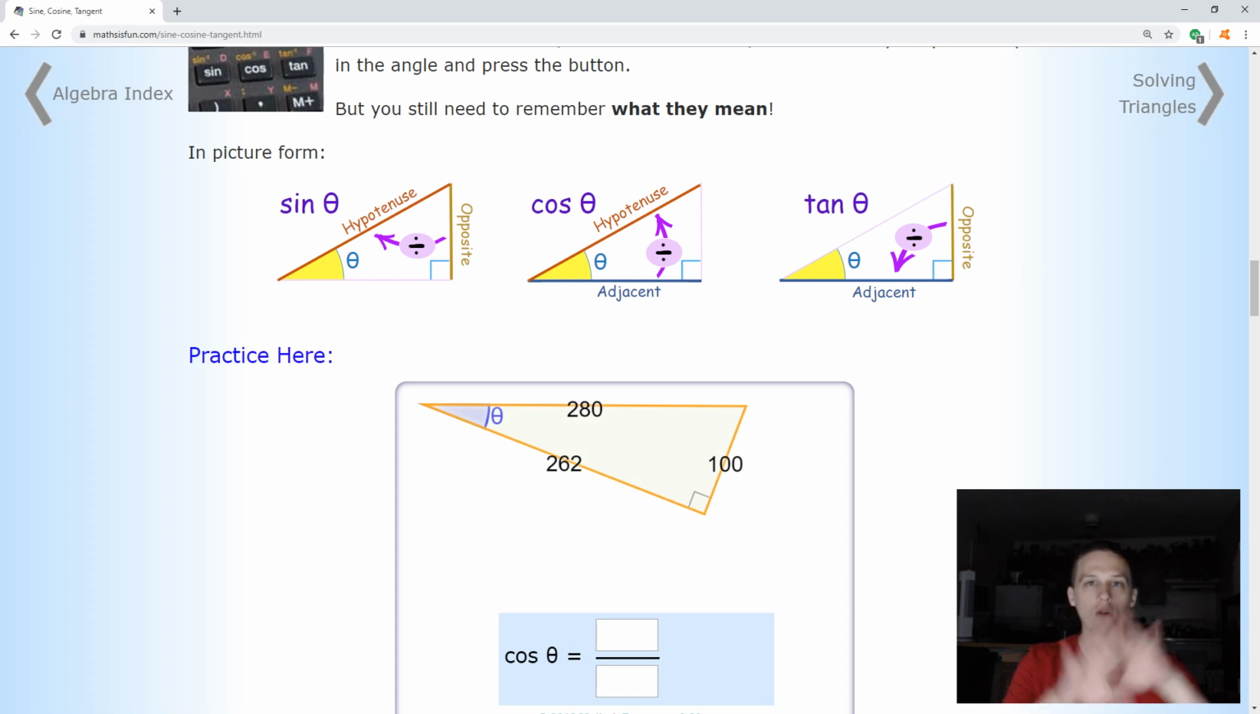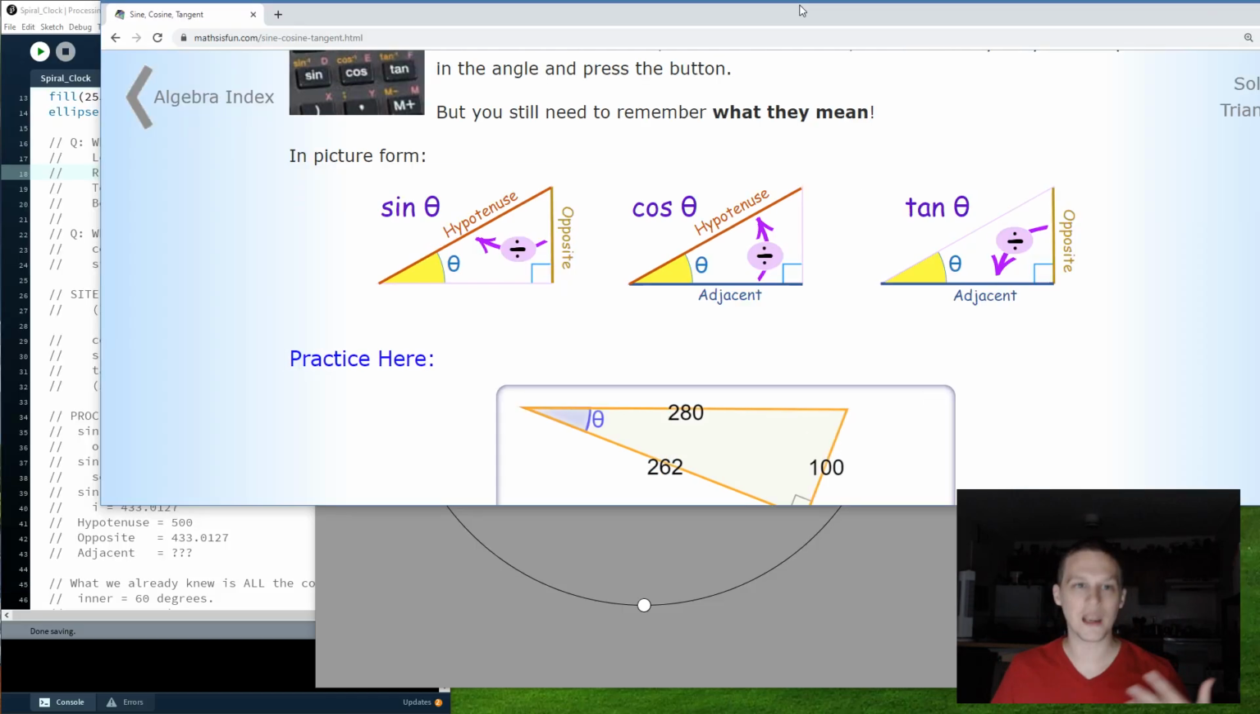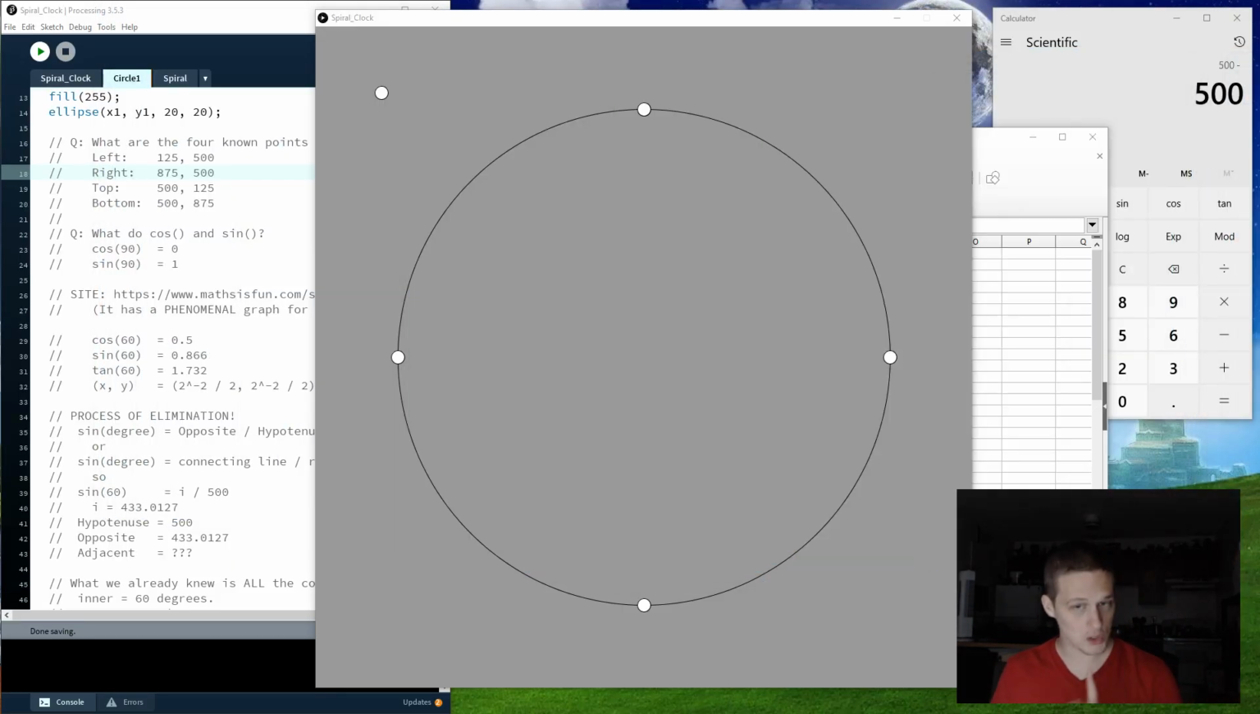If we have all variables except for one, we can figure out that one by modifying which side and by isolating that one value. I didn't know what the opposite was. I only had the hypotenuse, which was my radius, and the sine and the degrees, which I picked was 60. I could have done any number, but that's the number that I chose to do.